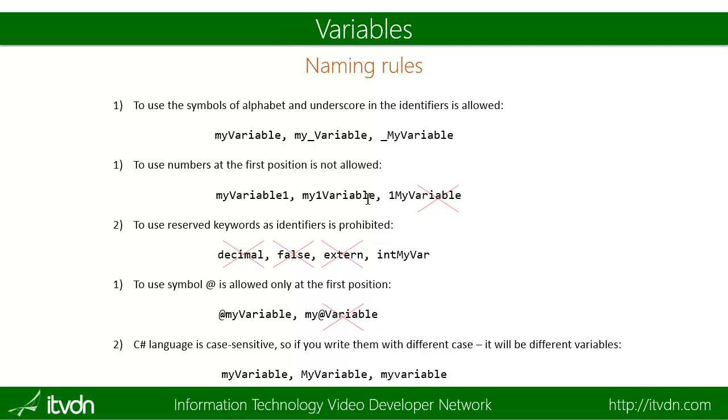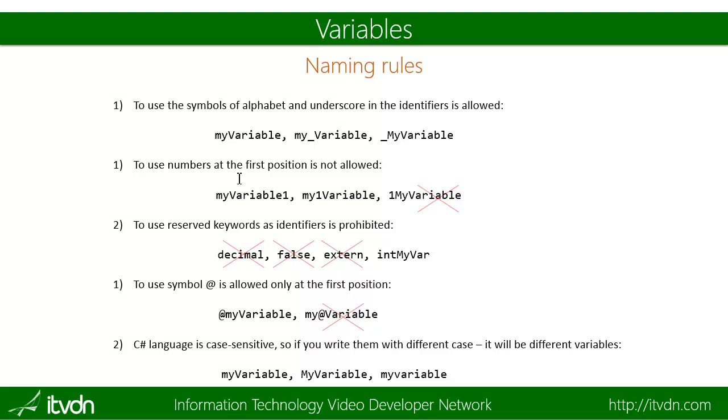These are some naming rules and examples that I've created. To use the symbols of alphabet and underscore in the identifier is allowed, meaning you can use A, B, C, D, and so on and so forth. You can use an underscore both at the beginning and in the middle of your name. So this is an acceptable approach.